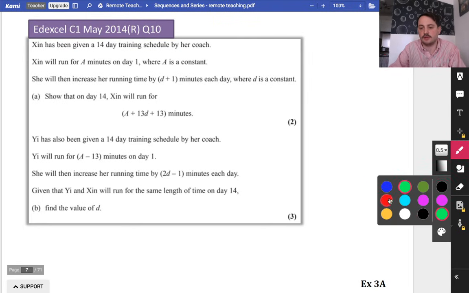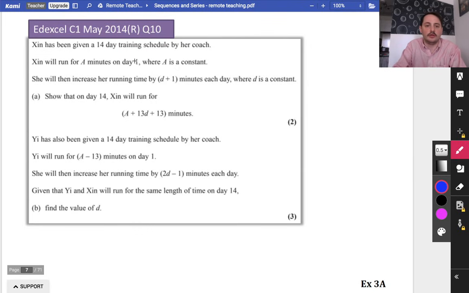Let's actually switch to a different colour. So, 14 days, and on the first day, she will run for A minutes. And it will increase each day by D plus 1. So if we can extract some of that information, let's ignore this bit just for 1 second. It looks like that our first term is capital A, and the amount that it's increasing by, the common difference, rather confusingly, D is actually equal to D plus 1. And when I'm saying D, I'm actually just sort of saying the letter D. I'm not actually saying D equals D plus 1, because that's obviously an impossible kind of equation here.